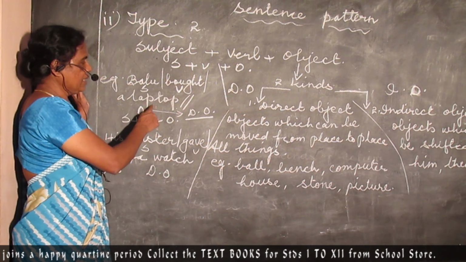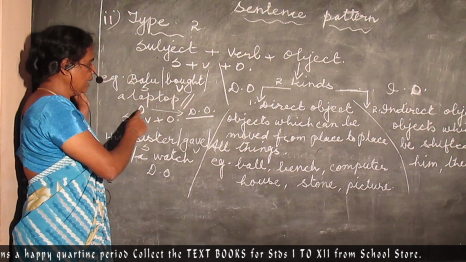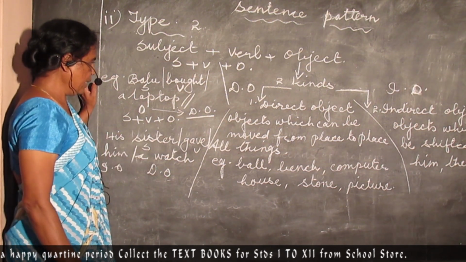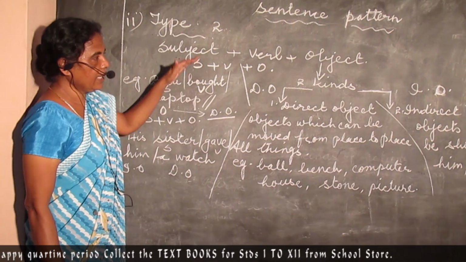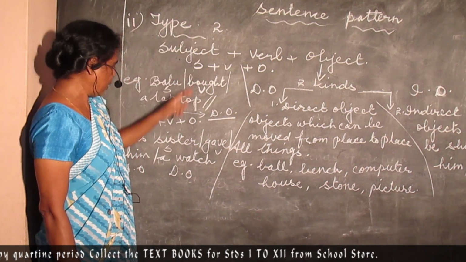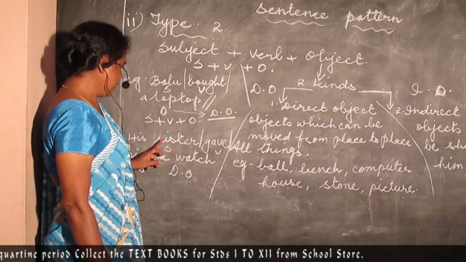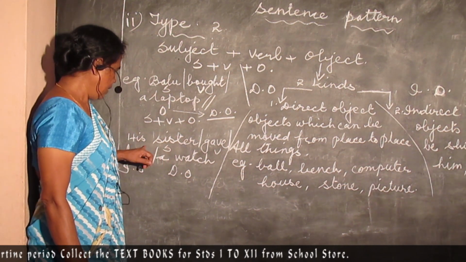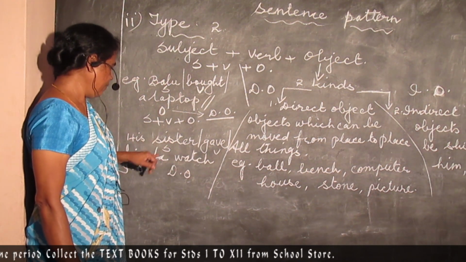Balu bought a laptop. This sentence has three parts. The first one is Balu, the second is the verb, and the next one is the object, which is considered here as a direct object. And now I have written another sentence with a direct object and an indirect object. So it comes under the subject, verb and object type only, type 2. His sister, anyone's sister, any brother who has a sister, his sister gave him a watch. Maybe on a birthday she presented a watch.